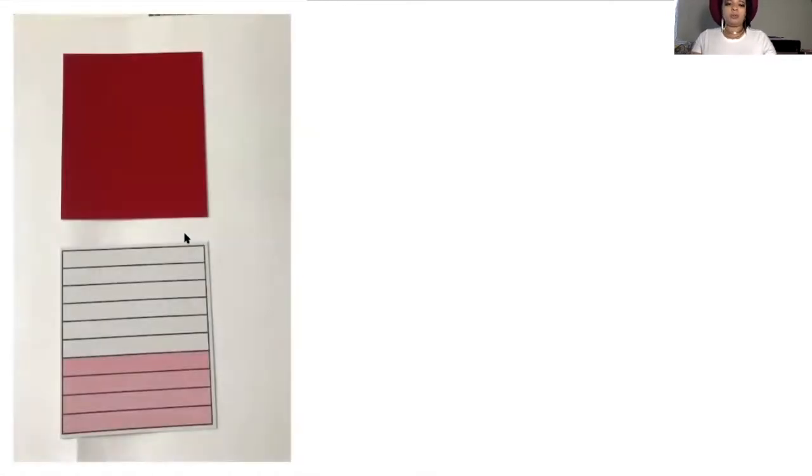All right, here's another practice one. What fraction and decimal do we have for this one? Pause the video and write it down. Correct, 4/10.